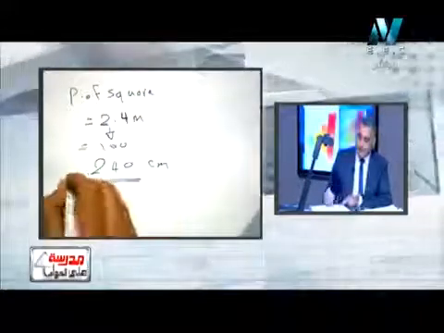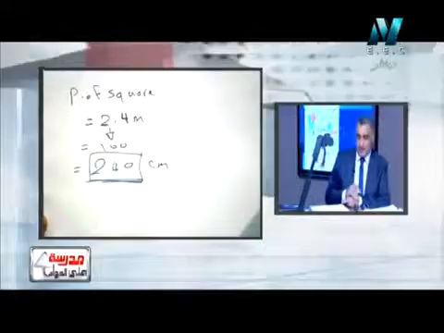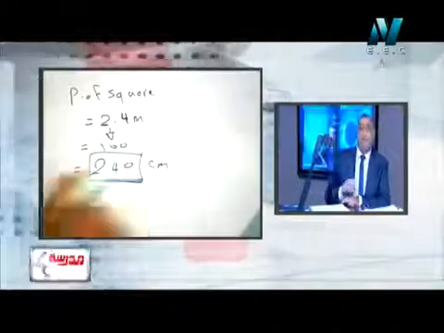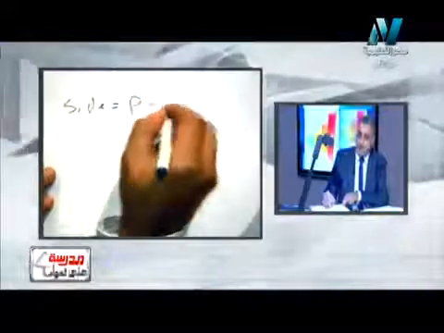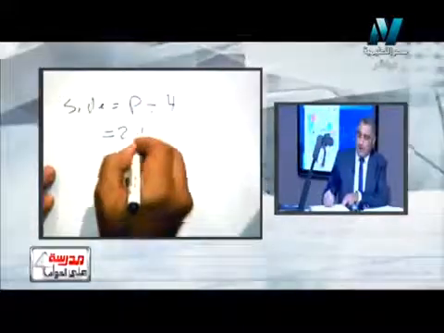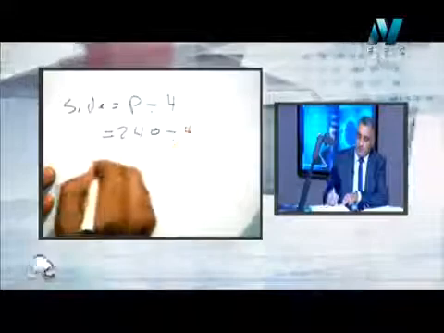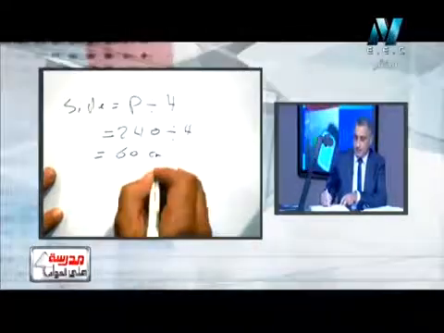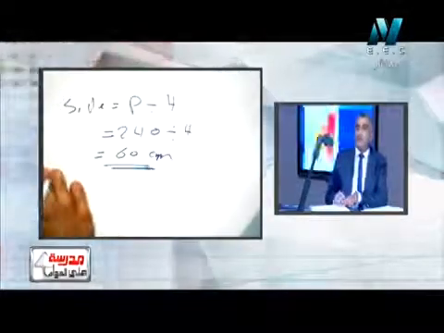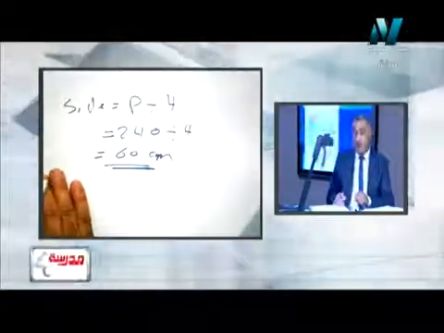After converting the unit, we have the perimeter of the square 240. It's so easy to get the side length of the square. The side length of the square equals the perimeter divided by 4, as we said. We have 240 divided by 4, so 60 centimeter. 240 divided by 4 equals what? Equals 60.